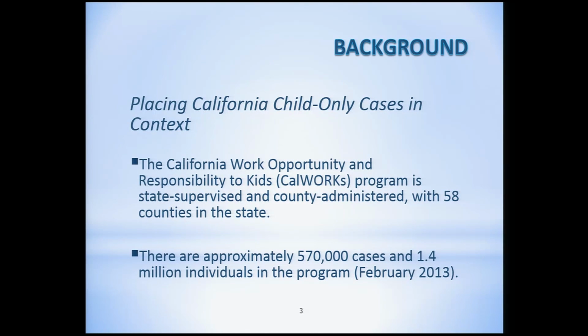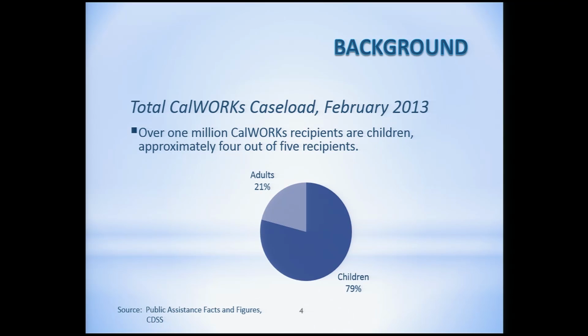We are a state-supervised, county-administered program with 58 counties. We have about 570,000 cases, and about 1.4 million individuals are being served in those cases, as of February. Here's a pie chart. Most of the aided individuals in California are indeed children. I have a hunch, but don't know, that this might be a little higher than the national average because, as we'll be talking about in a moment, we have various policies that essentially create child-only cases more than might be the case in other states.